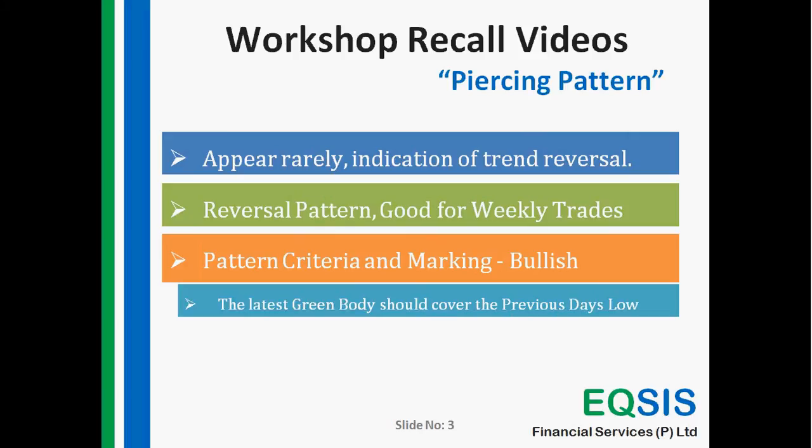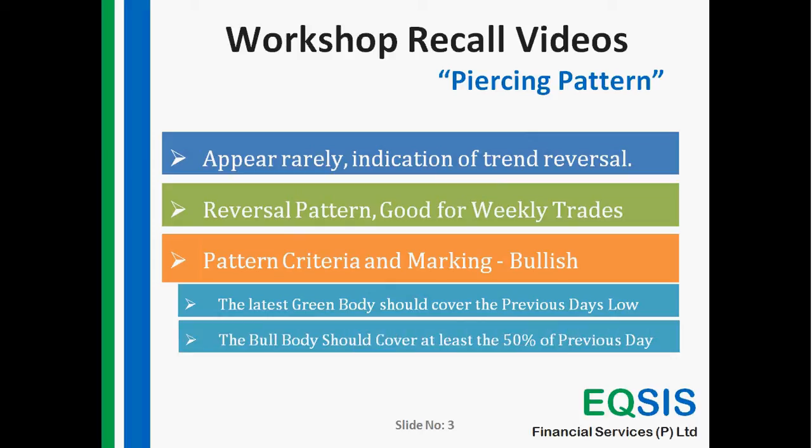There are some criteria to ensure that it is a proper piercing pattern. If you look at this, the latest green body should cover the previous day's low. That's where you find the difference from the engulfing pattern, where it has to cover the body alone, but most people follow the piercing pattern because it manages to cover the low of the previous day. It means a gap down opening has been witnessed at the early stage of the trend, and the bull body should cover at least 50% of the previous day's candle.